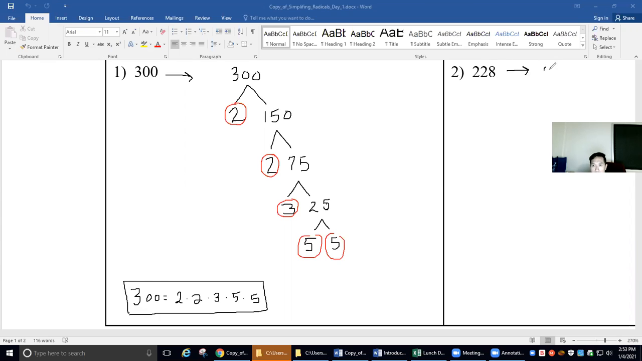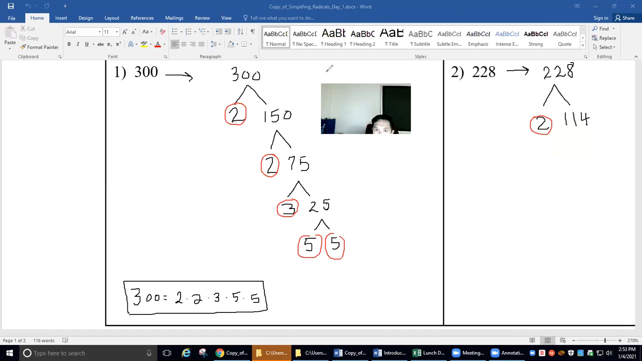So let's practice with 228. Just like we did before, we're going to break apart the original number into two numbers. What can 228 be divisible by? 114. Okay, 114, and what's the other one? 2. Correct, very good. Which one of these two numbers is the prime number? 2. Correct.